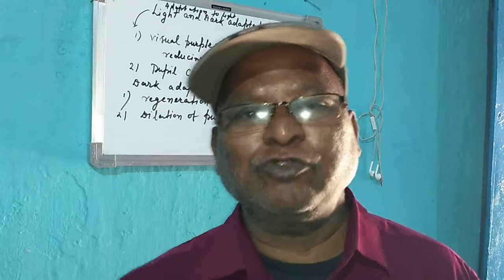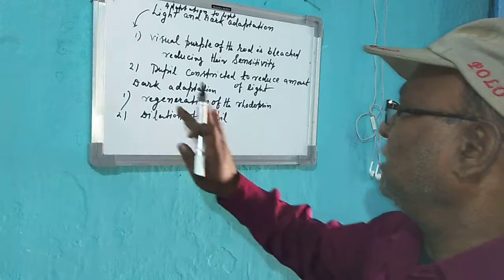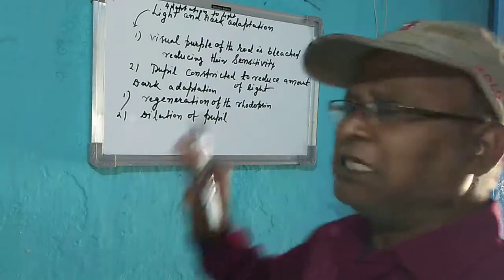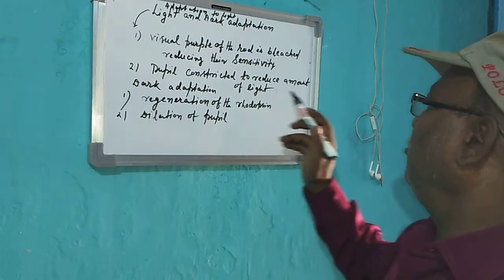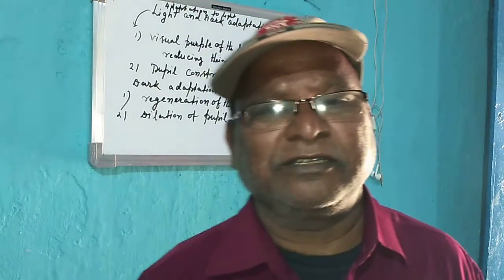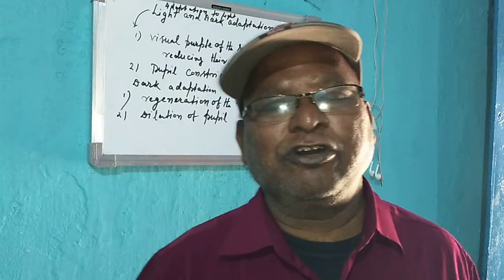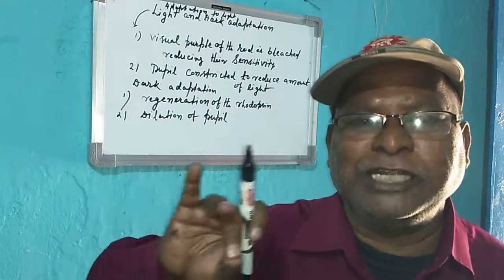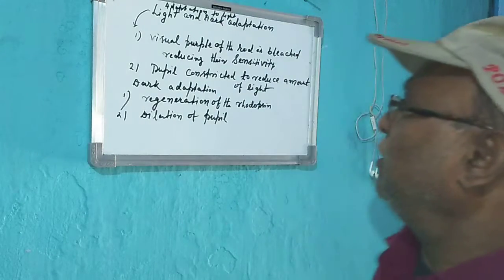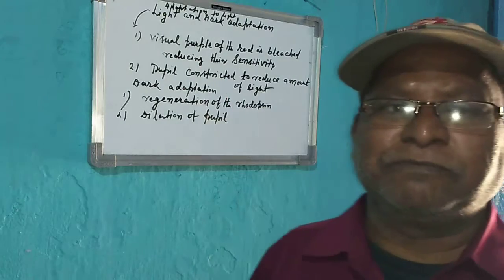When we go to a brightly lighted area, the pupils get constricted, which reduces the amount of light, so that only the required amount of light enters the eye and makes the object visible. This is the explanation in the context of light adaptation.